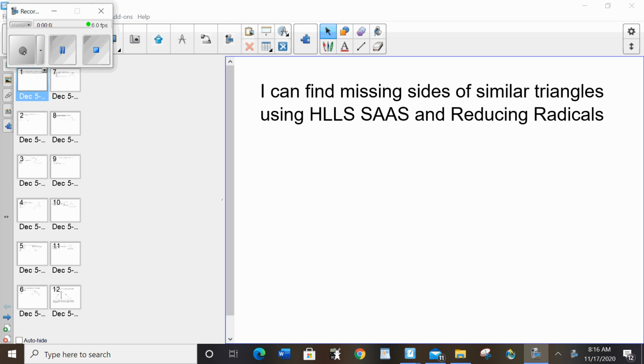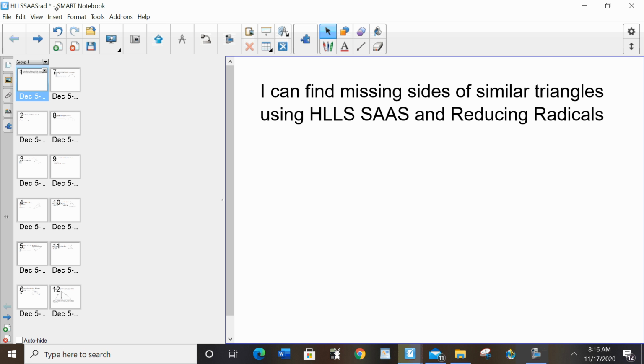Hello everybody. Today I can find missing sides of similar triangles using HLLS and reducing radicals. So basically we're combining HLLS with reducing radicals. So let's just talk a moment about HLLS and let's talk a moment about reducing radicals.